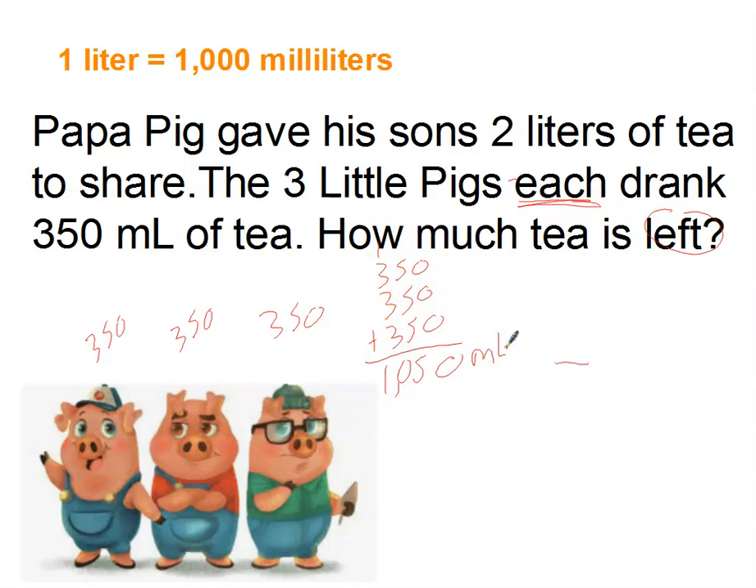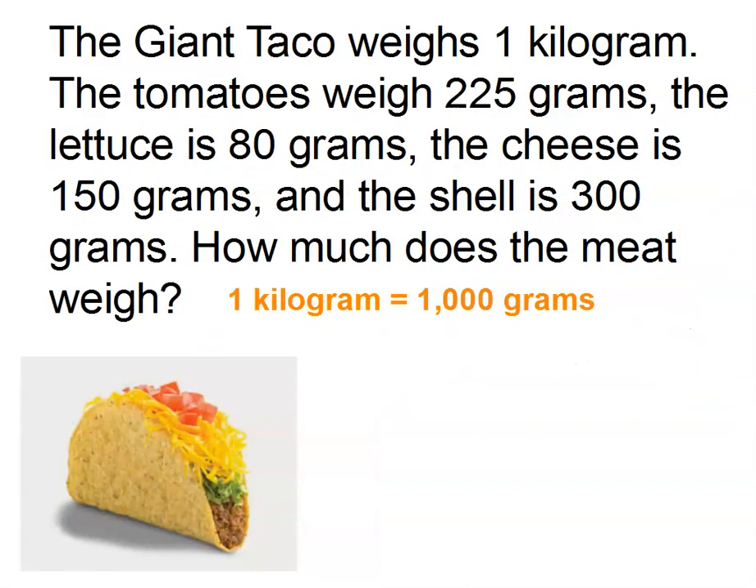Papa Pig gave his sons 2 liters, so now I need to change this to milliliters. If 1 liter is 1,000, 2 liters is 2,000 milliliters. So now I'm going to have 2,000 milliliters minus 1,050. 0 minus 0, 0. 0 minus 5, I can't do. Borrow from the next place. 20 is going to 19. He's going to 10. There's a 5, a 9, and a 0 up front. 950 milliliters left. They drank just a little bit over half of it.